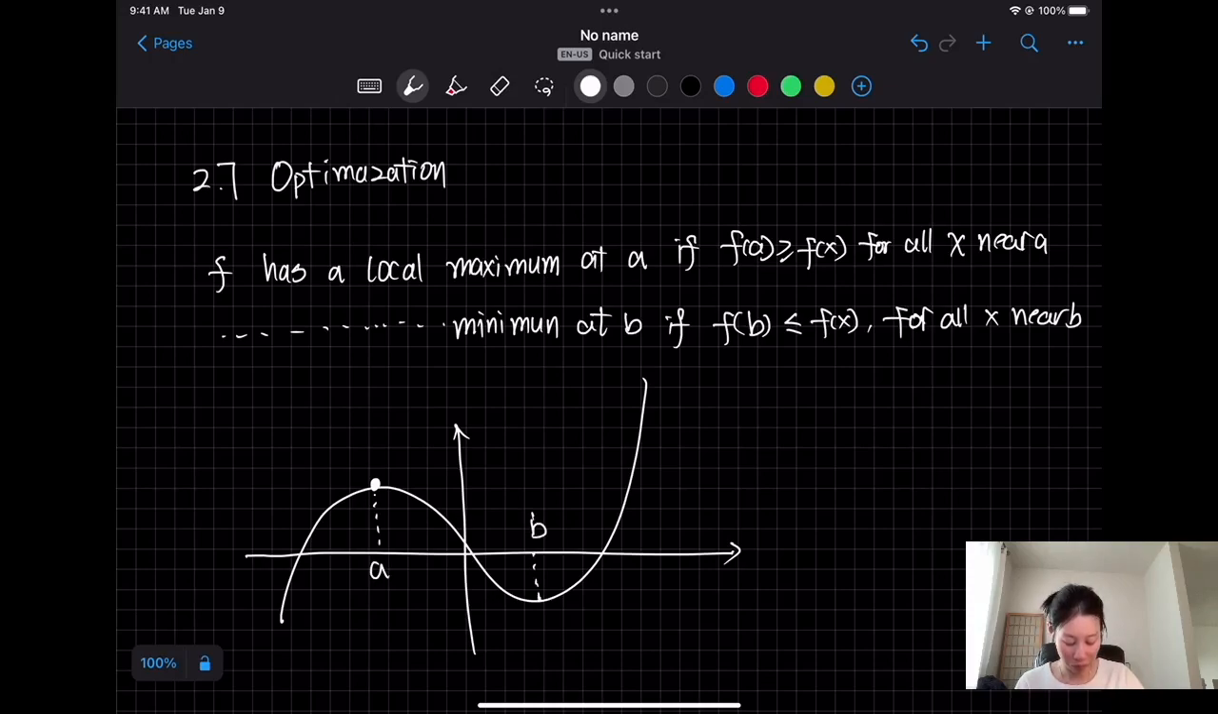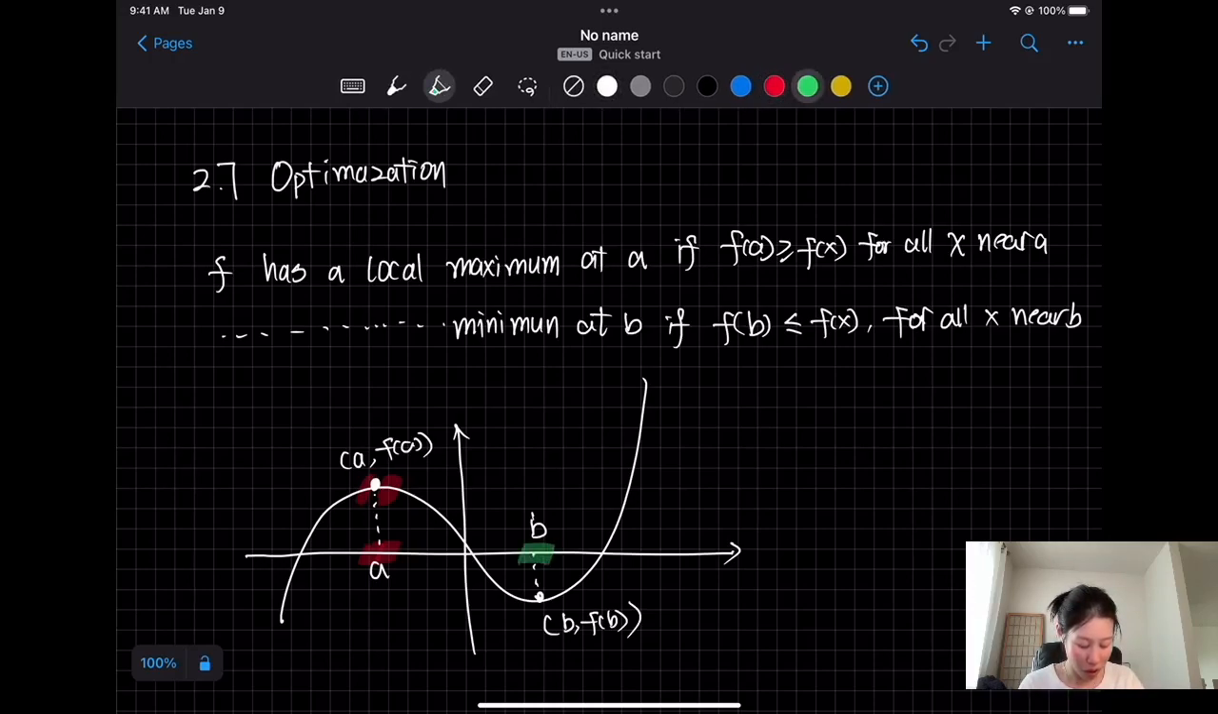This is our b. So for all of the x nearby a, so that means in this part nearby a, f of x, which is here and here, is less than f of a, because at this point is a. So for the local minimum, it is b: for all of the x nearby b, which is here nearby, the f of x are all greater than f of b, then we call it a local minimum.